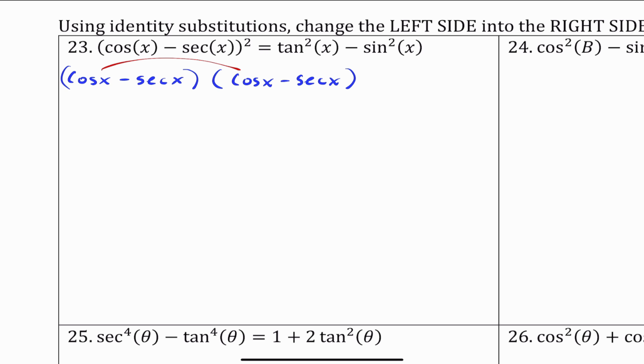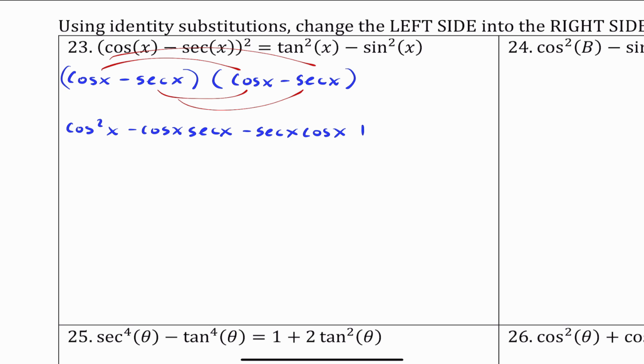Now here, I'm just going to go ahead and FOIL. So if we FOIL this, cosine of x times cosine of x is cosine squared of x. Cosine of x times negative secant of x is negative cosine of x times secant of x. And then negative secant of x times cosine of x is negative secant of x times cosine of x. And then negative secant of x times negative secant of x is a positive secant squared of x.